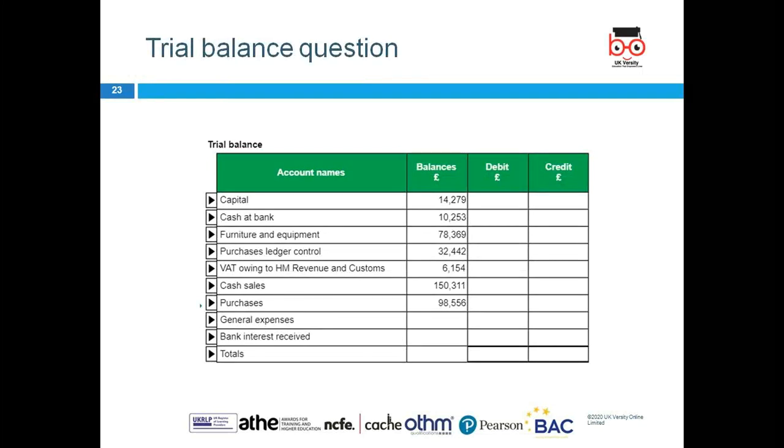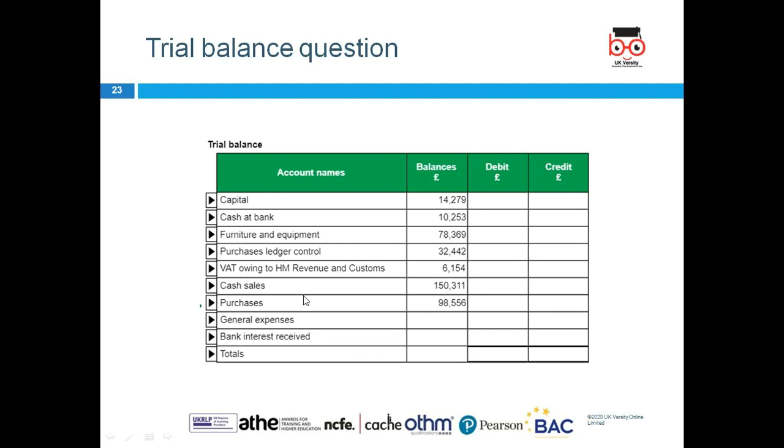So now we'll go back to our question, and we need to prepare the trial balance. Capital is on the credit side. Cash at bank is an asset, debit side. Furniture is an asset on the debit side. Purchase ledger control account means creditors, a liability on the credit side. VAT owing to, not owing from, because sometimes VAT is a refund, but here we have to pay the VAT, so that's a liability, credit side.